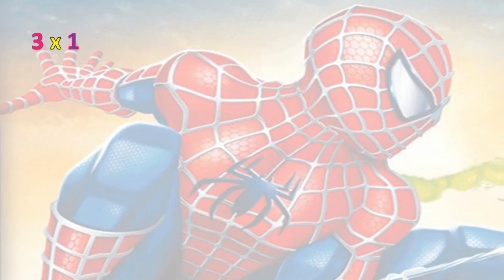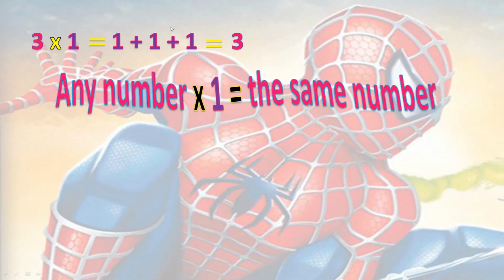What if I have 3 times 1? That means what? Can you form the repeated addition equation for this multiplication equation? 3 times 1 means I repeat number 1 three times. Repeated addition. That means 1 plus 1 plus 1 equals 3. Super. I will tell you something. Actually, any number multiplied by 1 equals the same number, as if number 1 is a mirror.